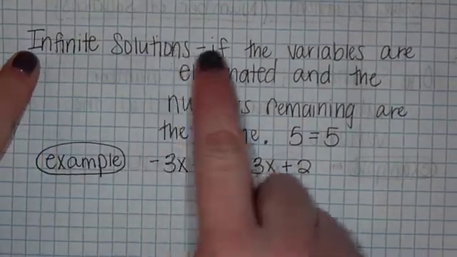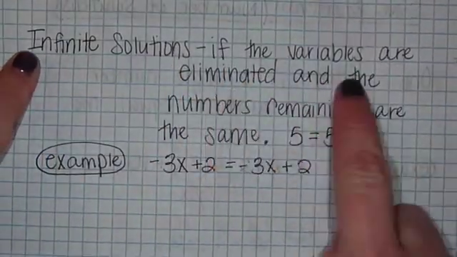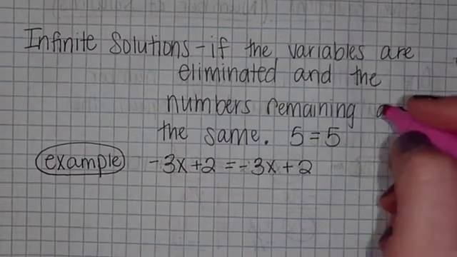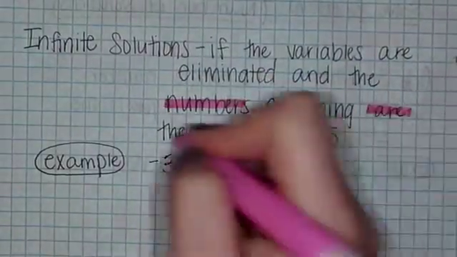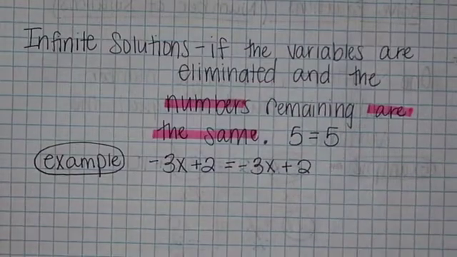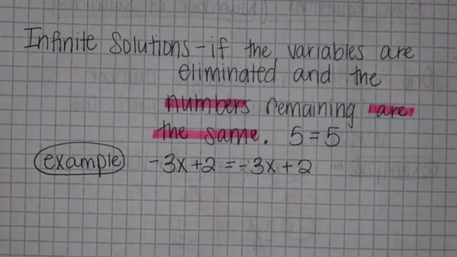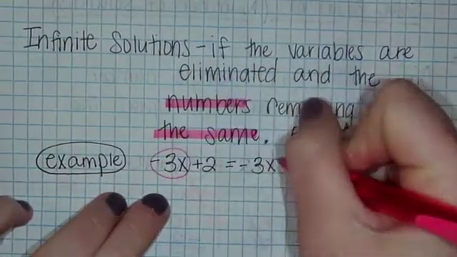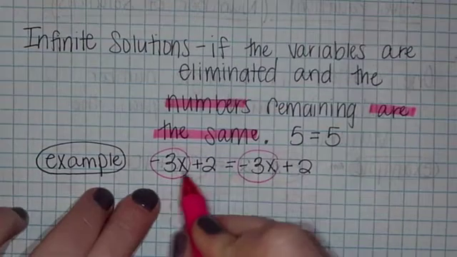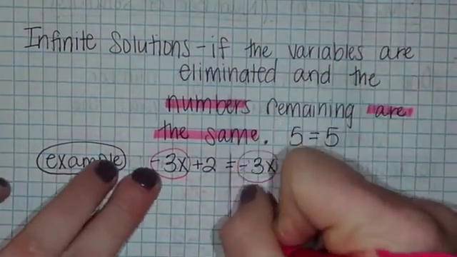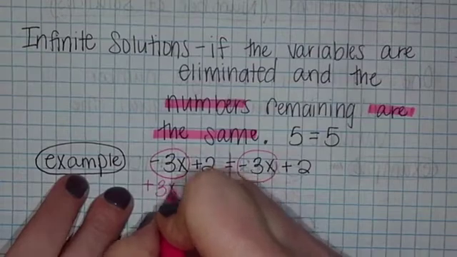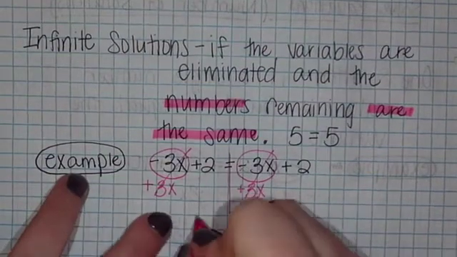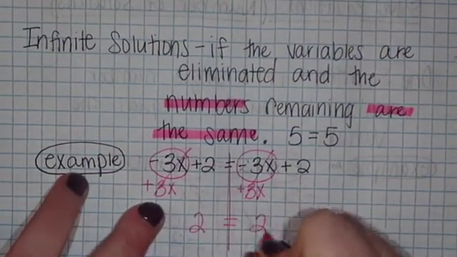So infinite solutions is if the variables are eliminated and the numbers remaining are the same. So let's highlight that part. So the numbers are the same. 5 equals 5. 2 equals 2. So again, let's solve it just like we did on the last one. Circle your variables. So negative 3x and negative 3x. So I'm going to add 3x, add 3x, cancels and cancels. I'm left with 2 equals 2.